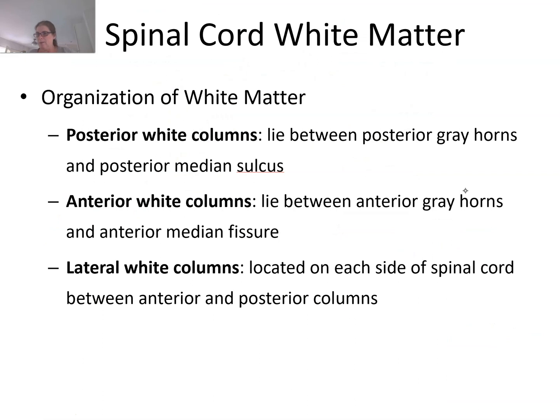So the white matter, remember, is organized in columns. Basically, just know where it is. Posterior's in the back, anterior's in the front, and laterals are on the side. And they're going to contain the tracts that will carry information up if it's sensory and down if it's motor. And we're going to talk more about those in our upcoming lectures.